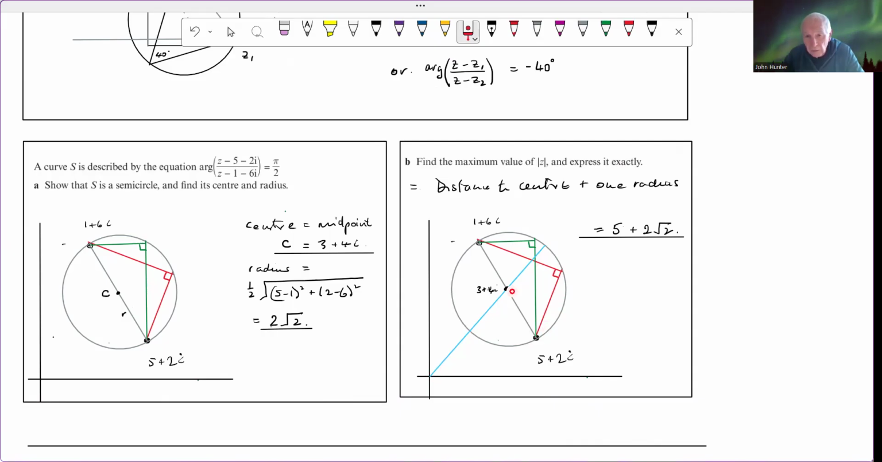And this distance up to the center is, well, this is 3 plus 4i, not very clear, but 3 plus 4i. So that's 3 along, 4 up. So the length is 5. And then this bit is a radius, which is 2 root 2. So therefore, this maximum value is going to be 5 plus 2 root 2.